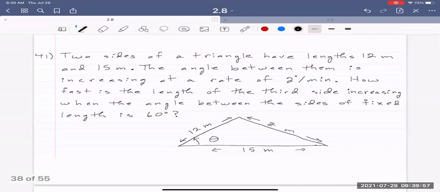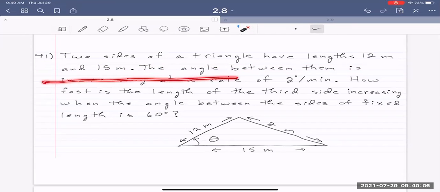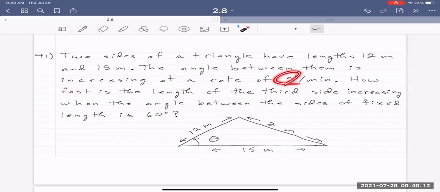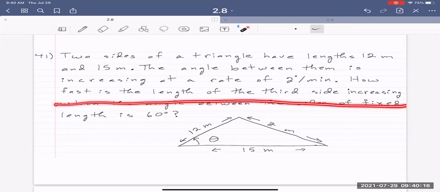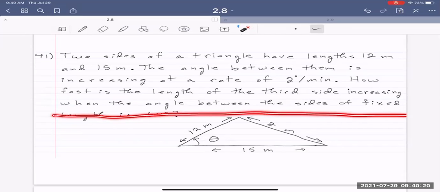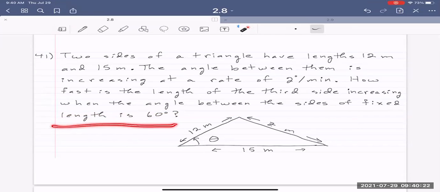Let's do problem number 41. Two sides of a triangle have lengths 12 meters and 15 meters. The angle between them is increasing at the rate of 2 degrees, oh, I hate you, per minute. How fast is the length of the third side increasing when the angle between the two sides of fixed length is 60 degrees?